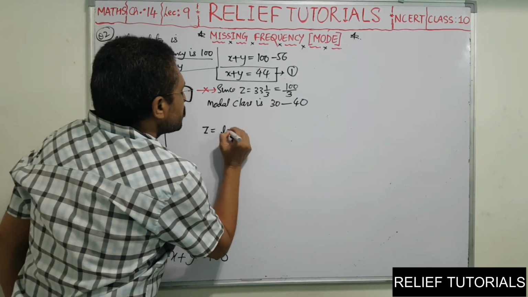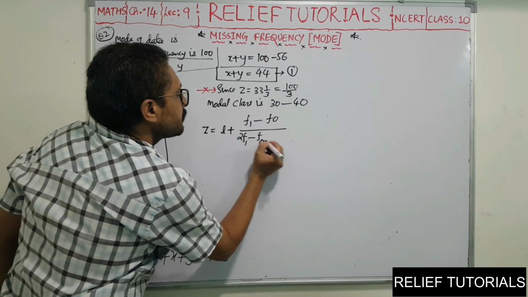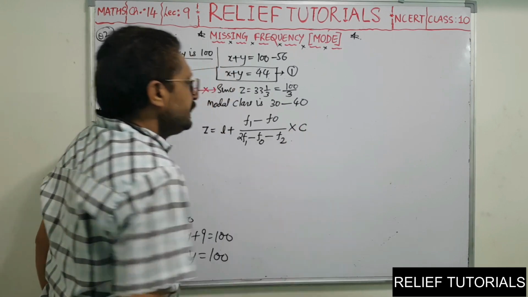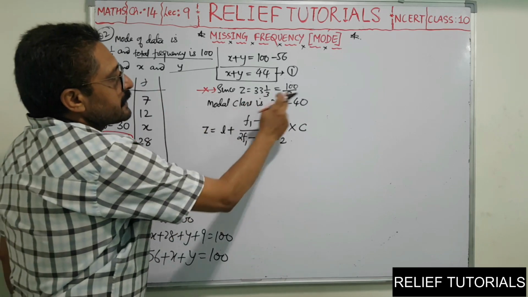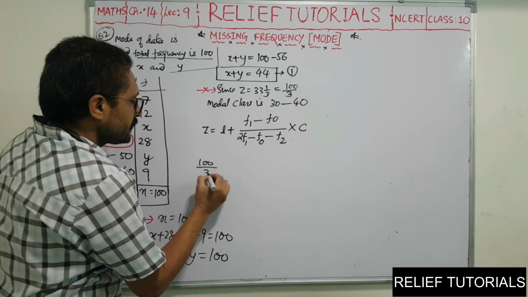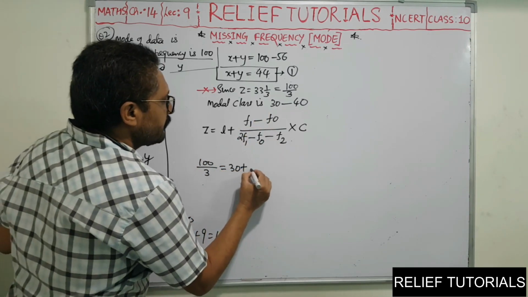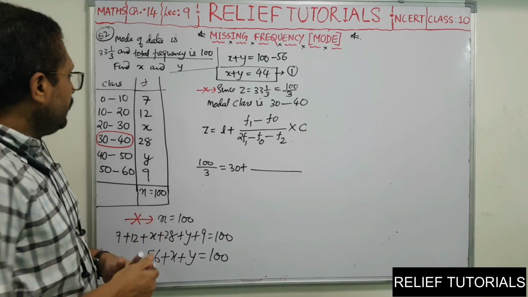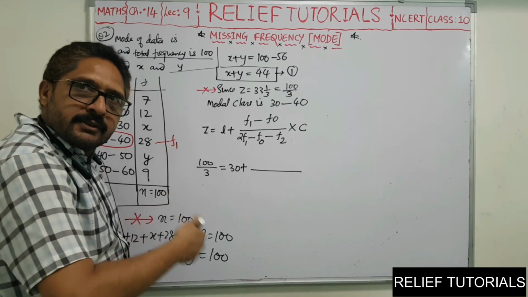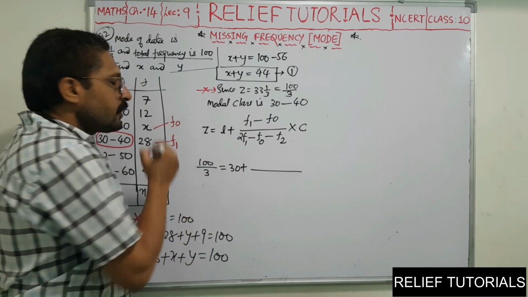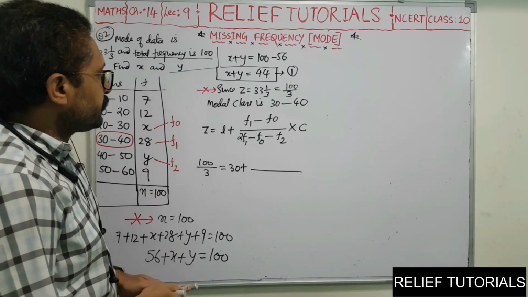So z is equal to L plus (f1 minus f0) upon (2 f1 minus f0 minus f2) into c. Now substitute the values. See here, z how much? 33 1/3 means 100 upon 3 I can write. 100 upon 3 is equal to the lower boundary point, which is 30, so I can write here 30 plus. Now see, we know that this is the modal class, so the frequency of the modal class is called f1. The frequency above the modal class is called f0. And this is called f2. Clear?